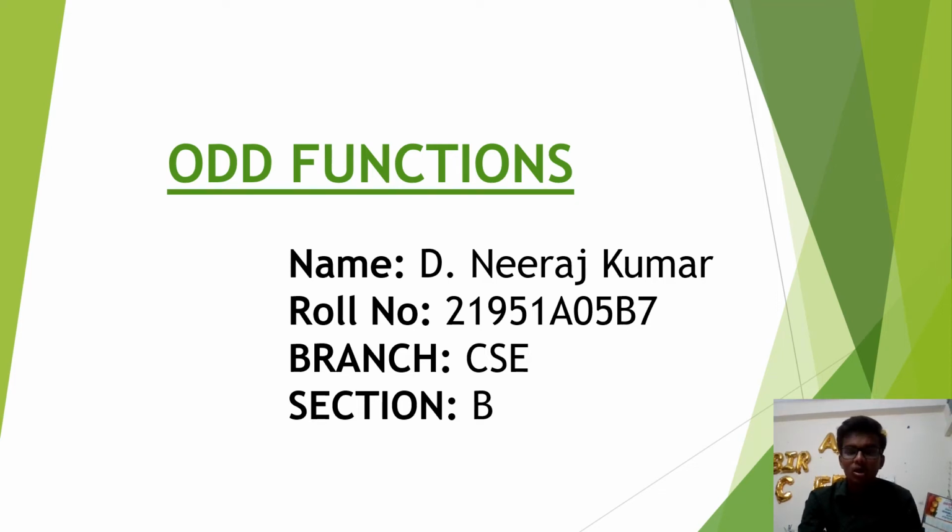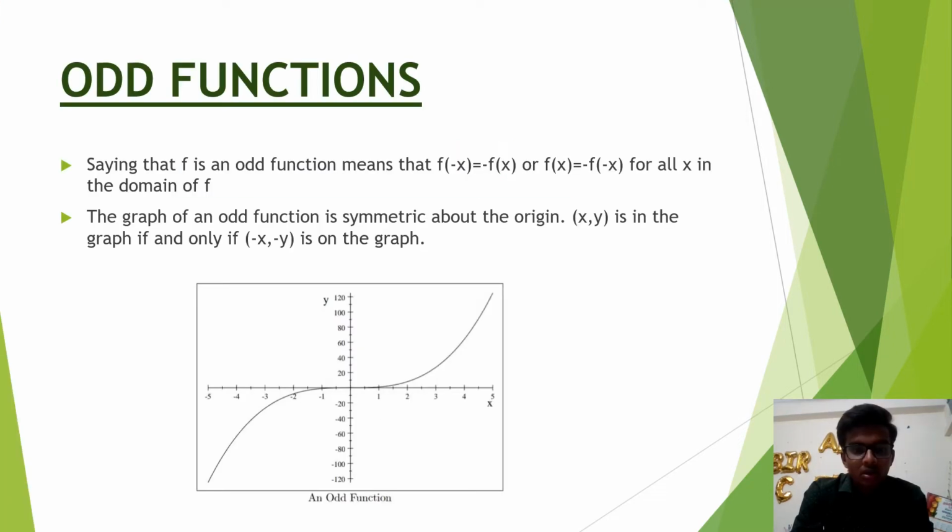Today we're going to discuss odd functions. Saying that f is an odd function means that f of minus x is equal to minus f of x, or f of x is equal to minus f of minus x, for all x in the domain of f. The graph of an odd function is symmetric about the origin.